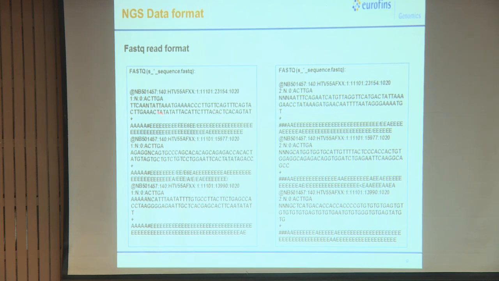At what confidence is this base called? This is the quality, an ASCII quality of it. This is how a FASTQ file looks, and this is the raw data which comes out from an NGS machine.